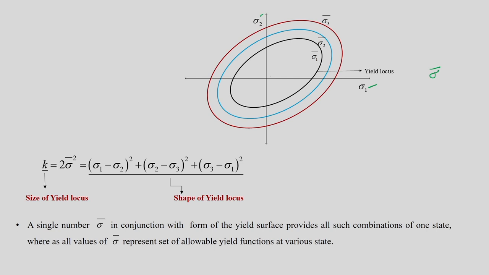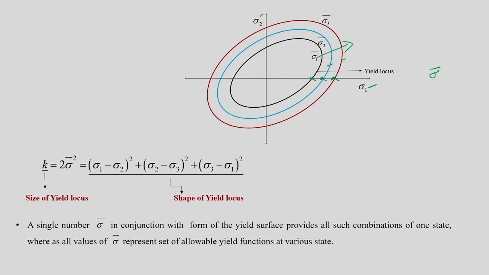The black one is the initial yield locus, you can imagine, and then the blue and red ones are basically updated yield loci. Because of strain hardening, they are going to evolve in this way. The only thing is we are saying the shape is the same, it is an ellipse, and the size is increasing because of strain hardening. This is the simplest way to model. So the flow stress keeps on increasing in this way.